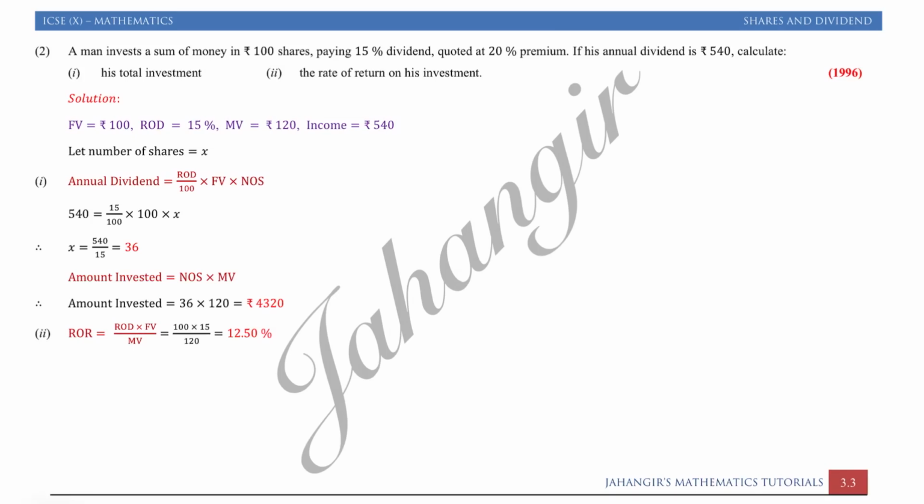Question second. A man invests a sum of money in rupees 100 shares paying 15% dividend quoted at 20% premium. If his annual dividend is 540, calculate his total investment and rate of return. It's quite simple question.